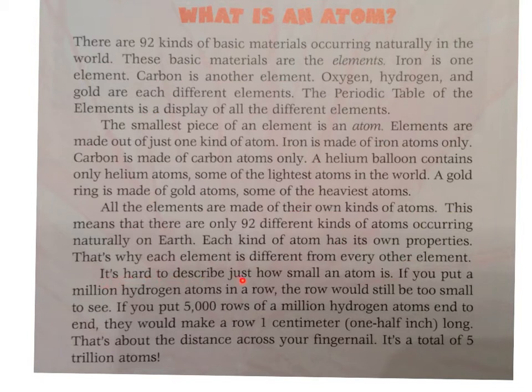It's hard to describe just how small an atom is. If you put a million hydrogen atoms in a row, the row would still be too small to see. If you put 5,000 rows of a million hydrogen atoms end to end, they would make a row 1 centimeter or 1/2 inch long. That's about the distance across your fingernail. It's a total of 5 trillion atoms.